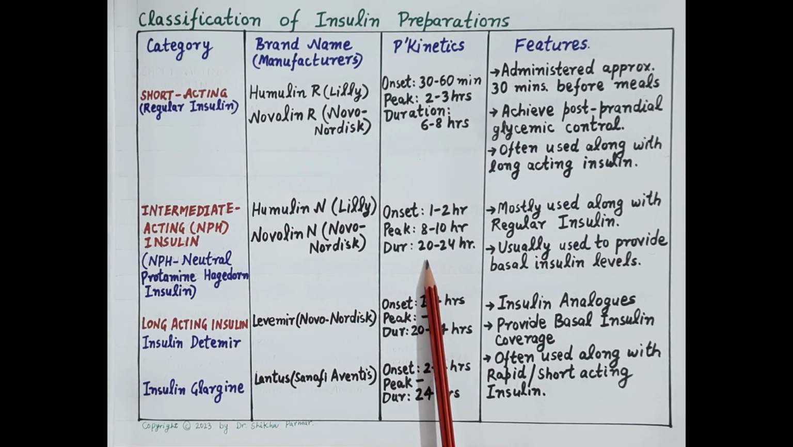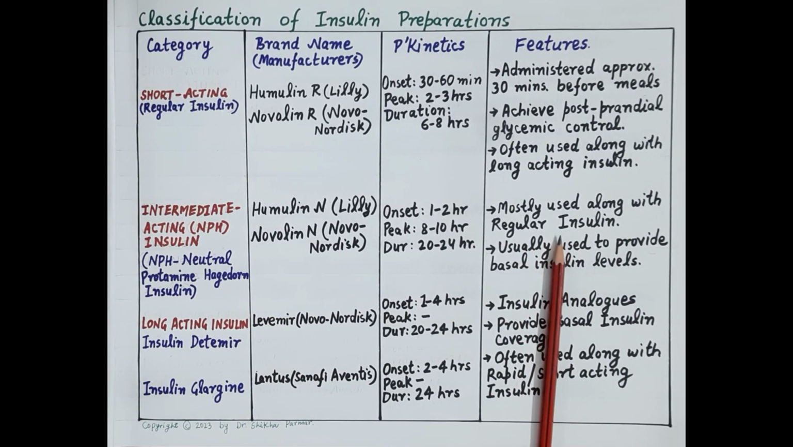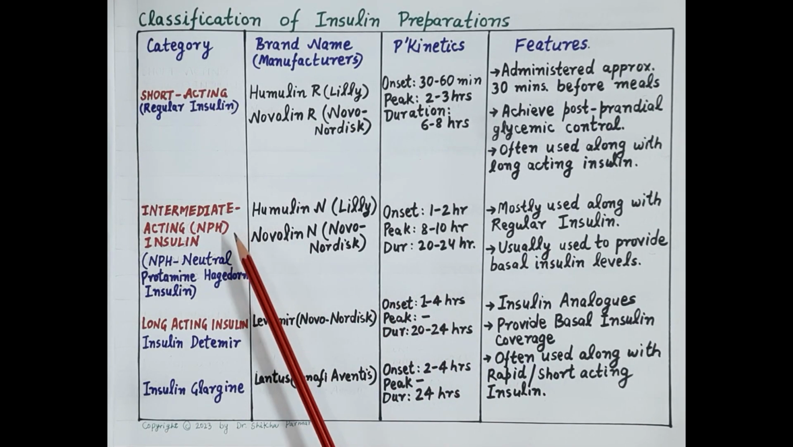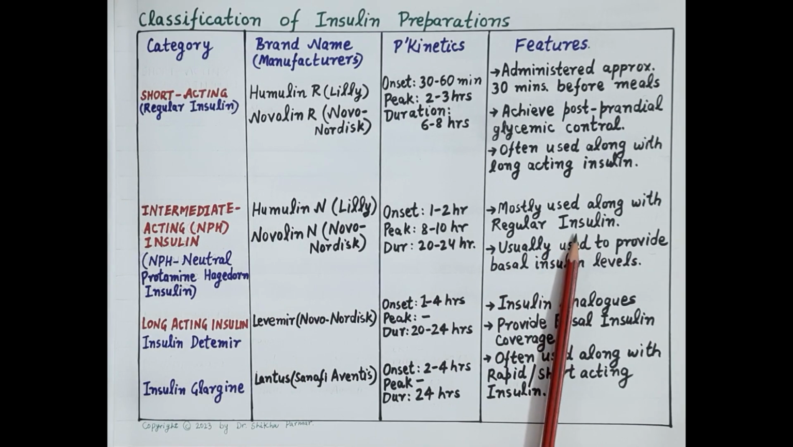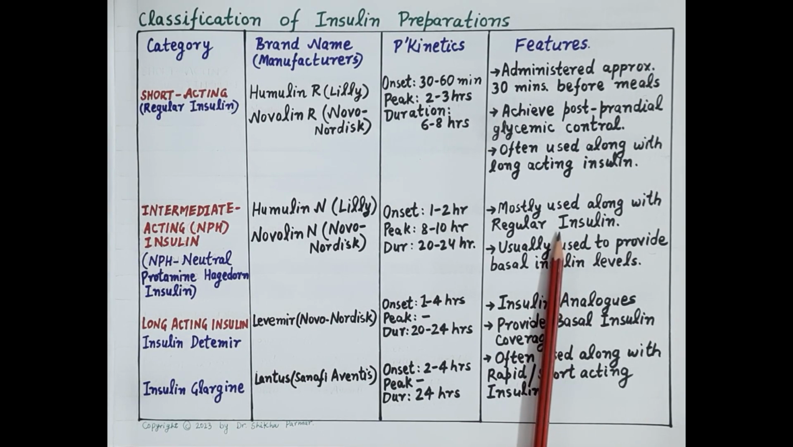Now, this insulin preparation is usually used to provide the basal insulin coverage and to control the levels of glucose in blood when we are not eating, that is between the meals and overnight. And it is most commonly used along with the regular insulin, because regular insulin controls postprandial, that is after meals, rise in the blood glucose levels, and this insulin provides the basal insulin coverage. So, the combination of intermediate acting insulin and regular insulin control the blood glucose levels after meal as well as between the meals and also overnight.